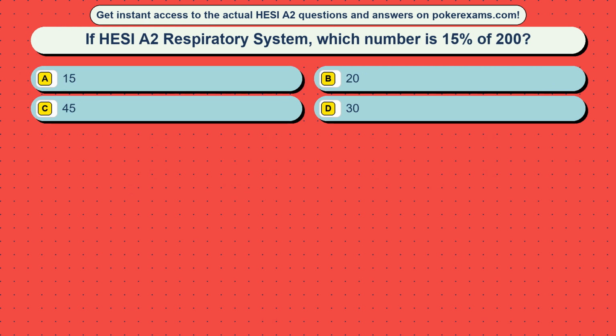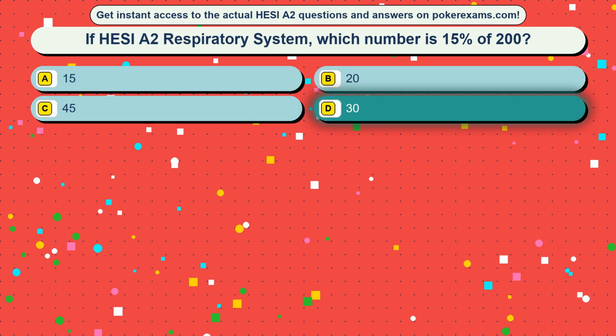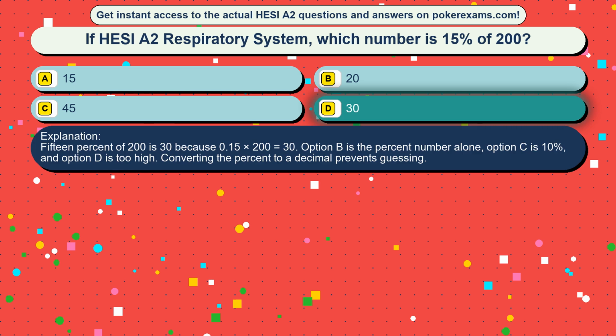Question 10. If HESI A2 Respiratory System, which number is 15% of 200? Option A 15, option B 20, option C 45, option D 30. The correct answer is option D, 30. 15% of 200 is 30 because 0.15 times 200 equals 30. Option A is the percent number alone, option B is 10%, and option C is too high. Converting the percent to a decimal prevents guessing.